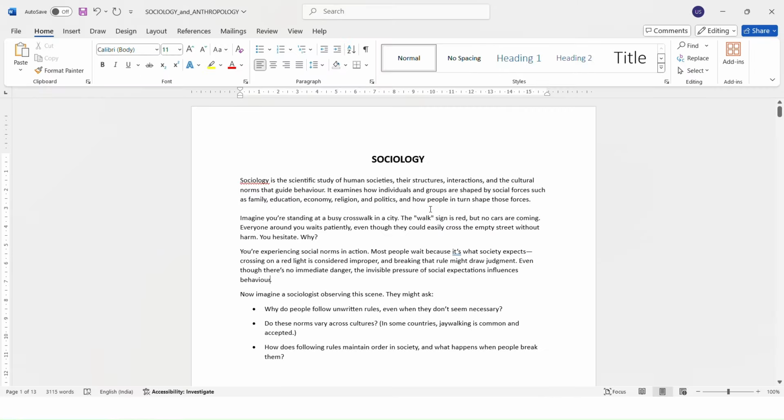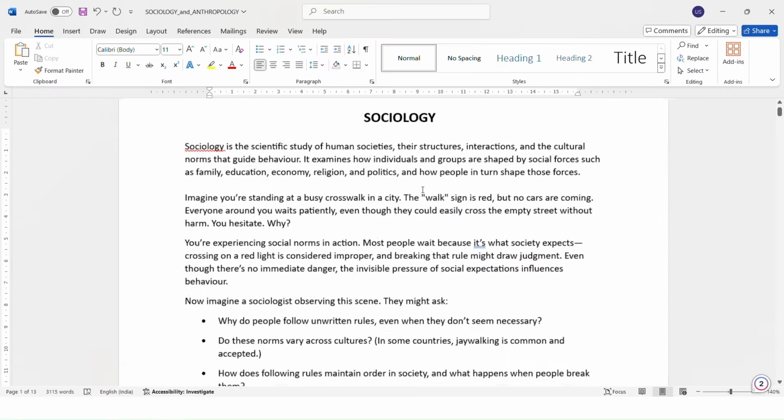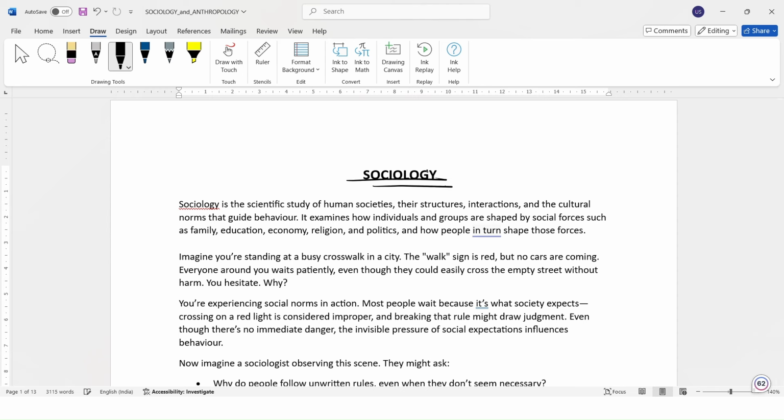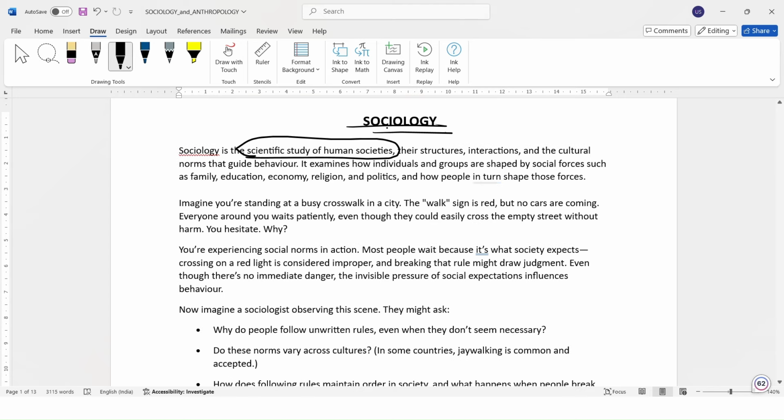So this is the Word document that I had made. First, as I said, we'll be talking about sociology and anthropology, so let's begin with sociology. What exactly is sociology? Sociology means the scientific study of human societies, basically the structures, interactions, and cultural norms that guide behavior.